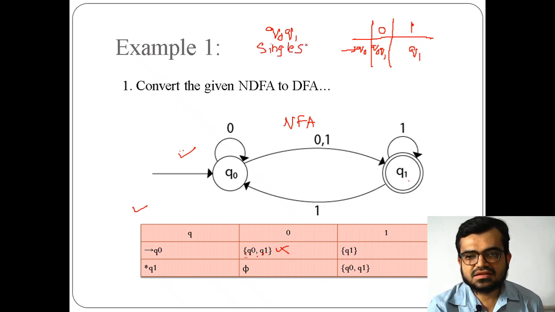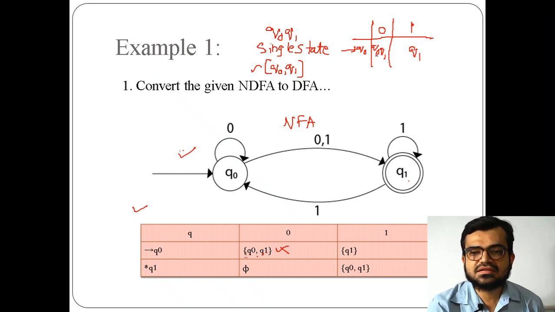Okay, a single state can also be represented in square brackets, like [Q0, Q1], because if you take curly braces it becomes a set of states. If you take square brackets, it becomes a single state, or else you can simply represent it in this way as well. So now [Q0, Q1] is a single state. Now we need to see what the remaining states are.